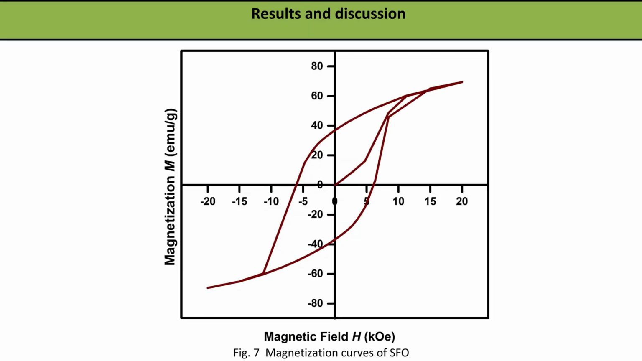Figure 7 shows the magnetization curve MH obtained at room temperature for the strontium hexaferrite sample. As can be seen, the sample obtained the highest values of saturation magnetization and coercivity of 53 emu per gram, and Hc equals 4.6 kOe, respectively.